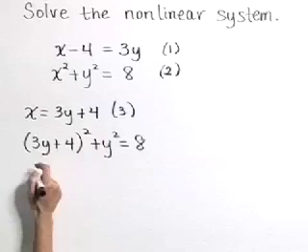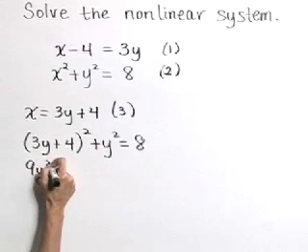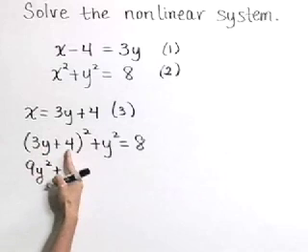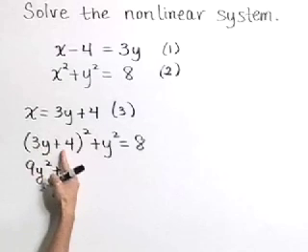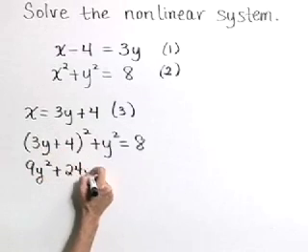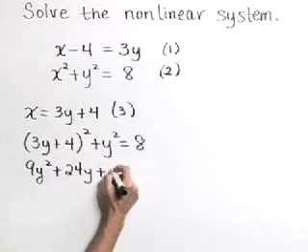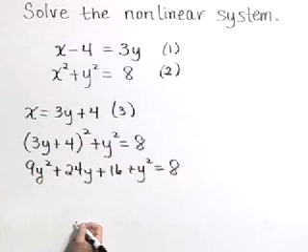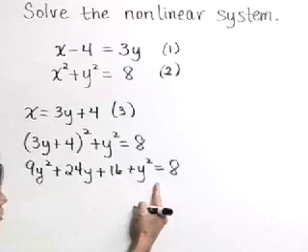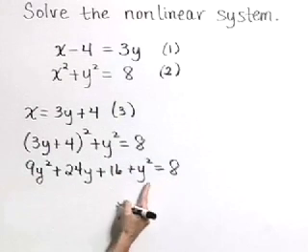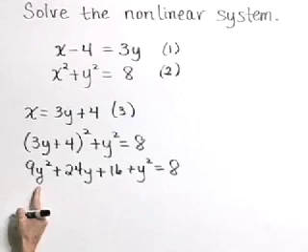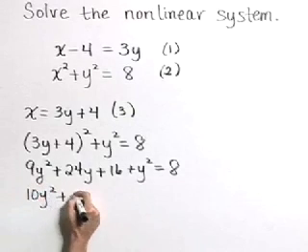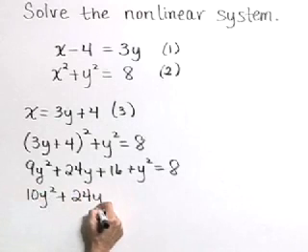Squaring this binomial gives 9y squared plus 2 times our inner and outer product. So that's 12y times 2, or 24y, plus 16 plus y squared is equal to 8. Here we have a quadratic equation. Let's write it in standard form. Combine your y squared terms. This is a 10y squared plus 24y.